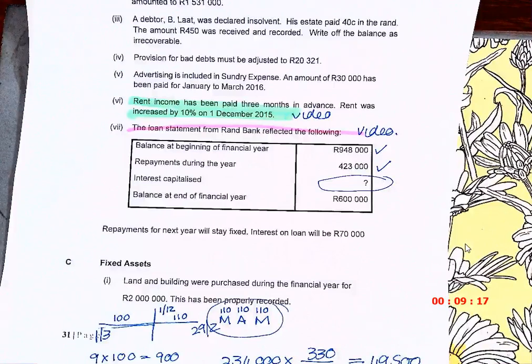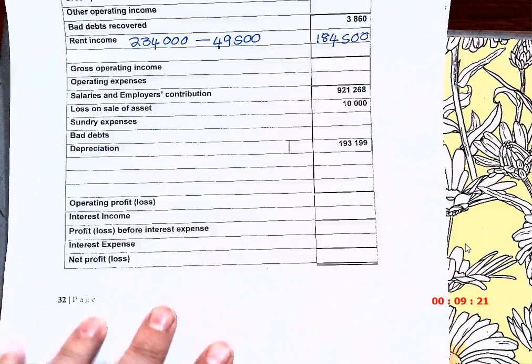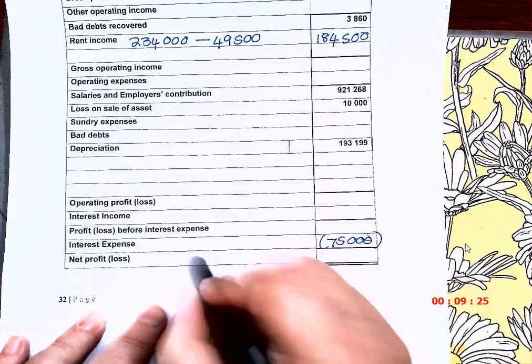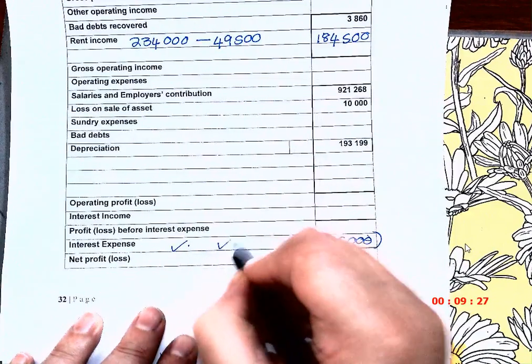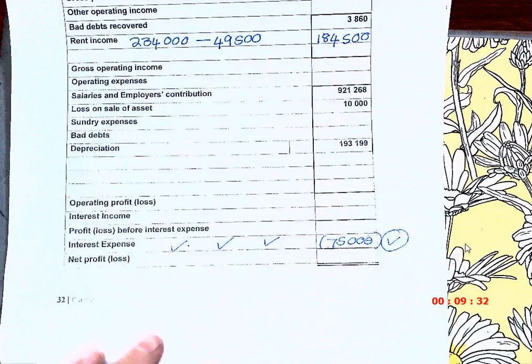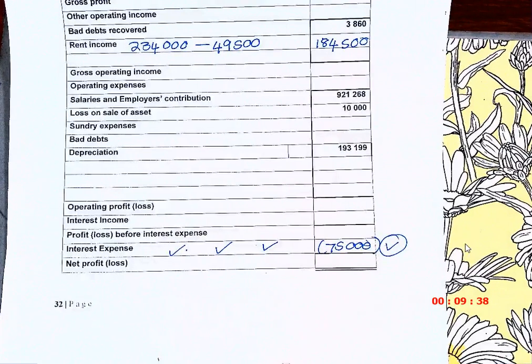So everybody sharp. My interest expense is going to be 75. And please, with this, it's 4 marks. You cannot not show your calculation. Please show your calculation. So let's go on. And I think that's everything.